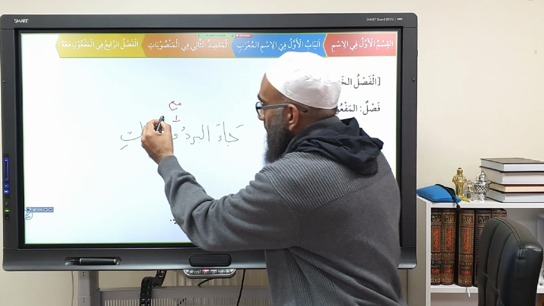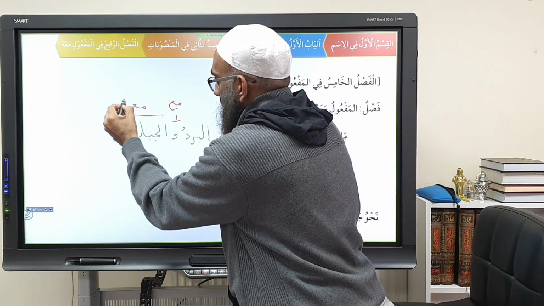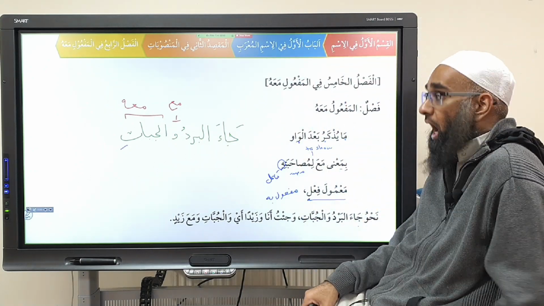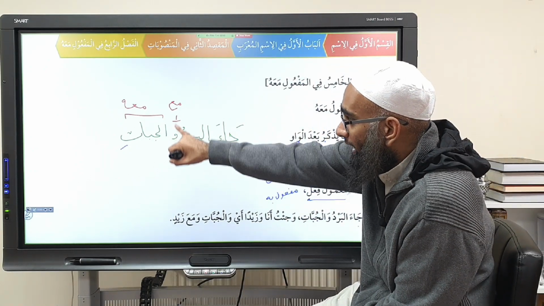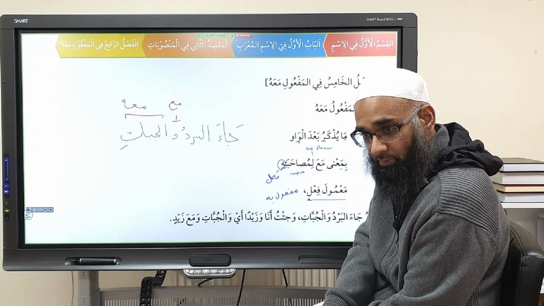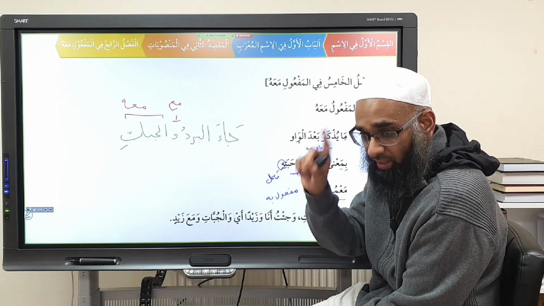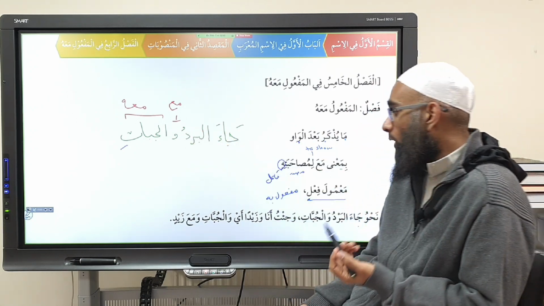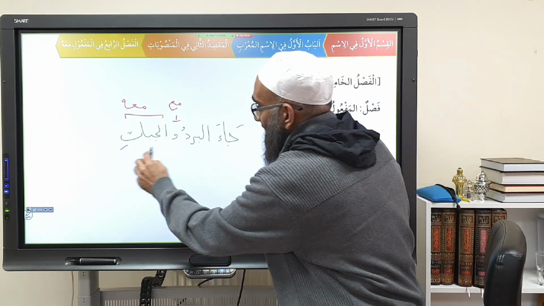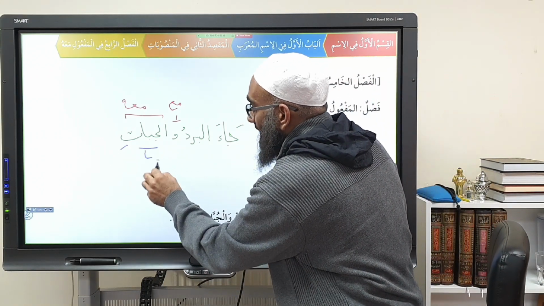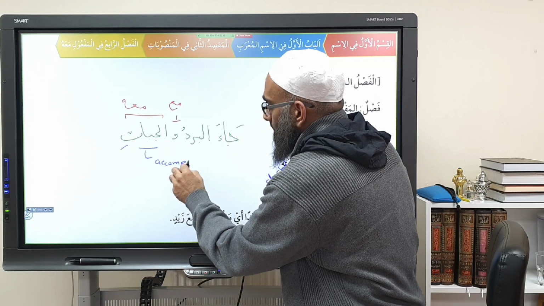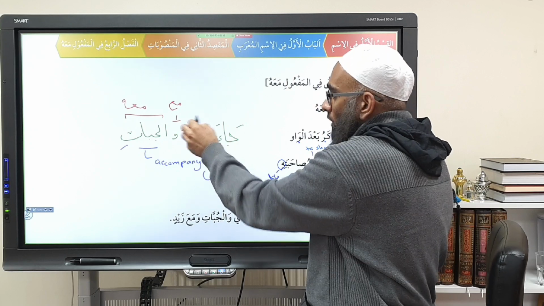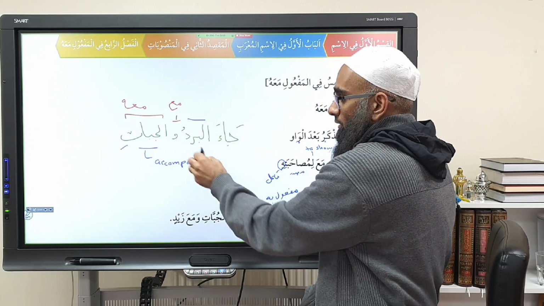So this is maf'ul ma'ahu. Why is that maf'ul ma'ahu? Because it is mentioned after a waw in the meaning of ma'a, and it is used to show that this musahib is accompanying the ma'mul of the fa'il. What's the ma'mul of the fa'il? Al-bardu.